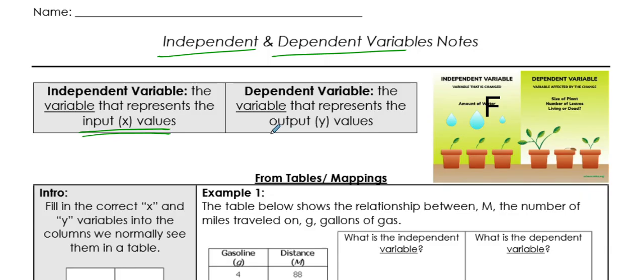And then the dependent variable is the output, or the y values, and it's the one that changes because of the change that you made for the input, or the independent variable. The y, the output, is dependent on the x, or the input. You make a change, you decide how you want to control the independent variable, and because of that, the dependent variable will change. I think this example helps.